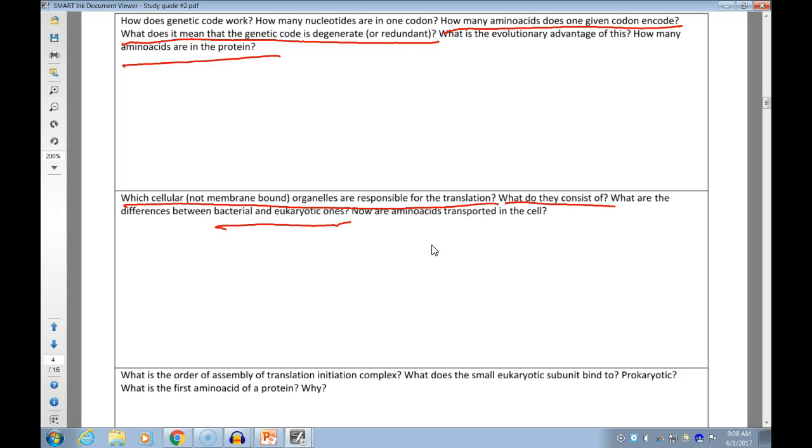Bacterial versus eukaryotic: again, the answer is there are some differences. No, seriously, I hate to make people memorize numbers.